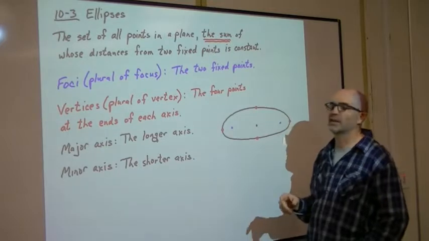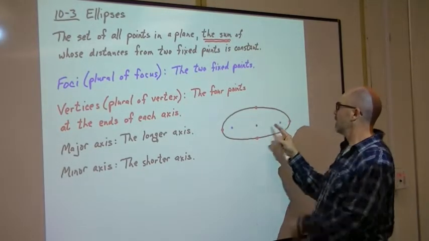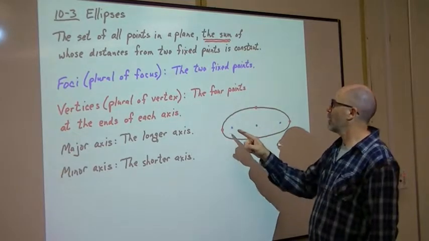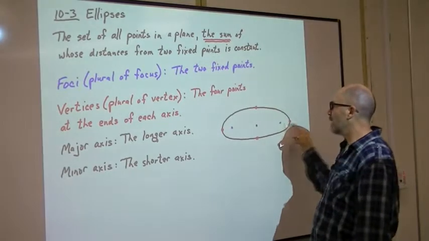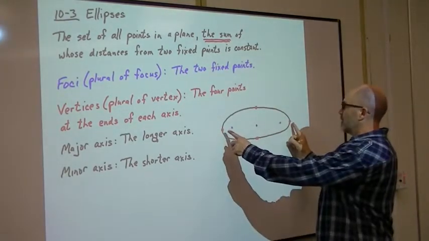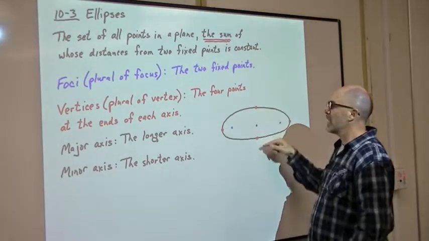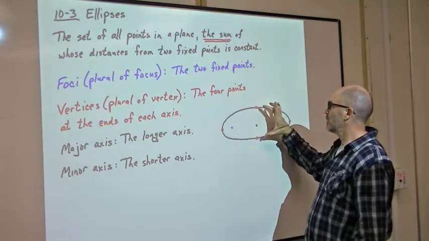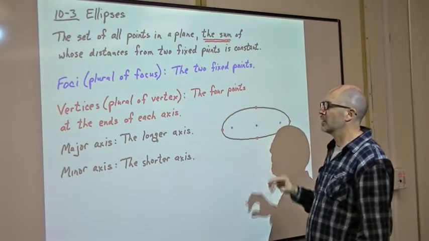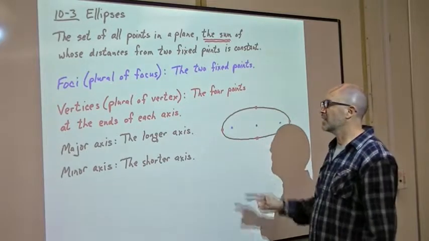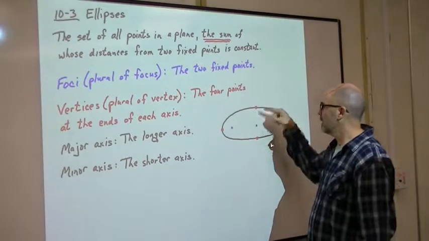We have four vertices here. So the foci are here and here. The vertices are at the end of each axis. So we have a horizontal axis, and you've got vertices on the ends of the horizontal axis, and then we've got a vertical axis, and so we've got vertices on the ends of the vertical axis. The major axis in this case is horizontal, and the minor axis is vertical.